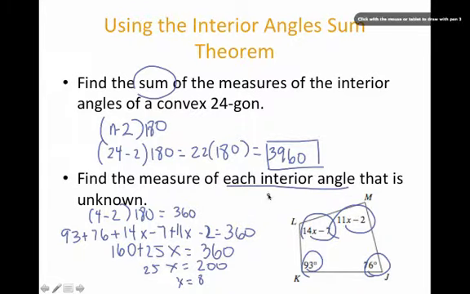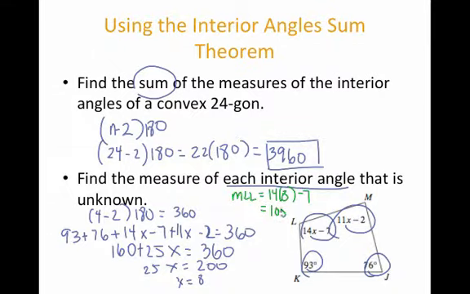So let me just switch pen color here. I'm going to plug in for the measure of angle L. That's angle L. I'm going to plug in 8 for x. So I get, sort of running out of room here, 14 times 8 is 112, minus 7 is 105. So that's L. And then the measure of angle M is 11x minus 2. So that's 11 times 8 minus 2, which is 88 minus 2, which is 86.